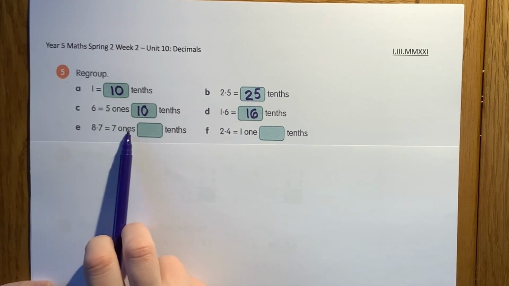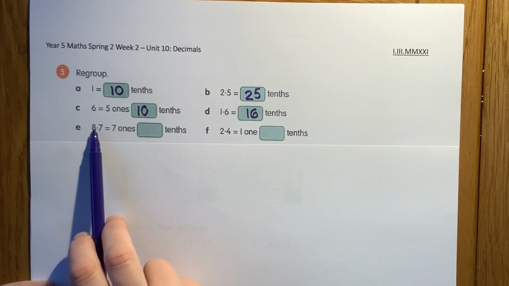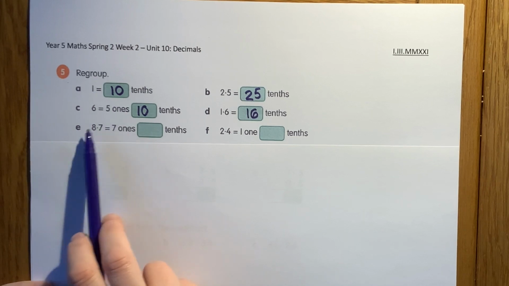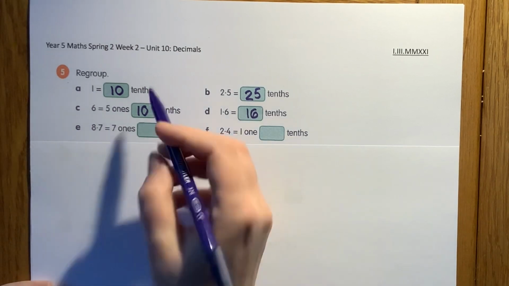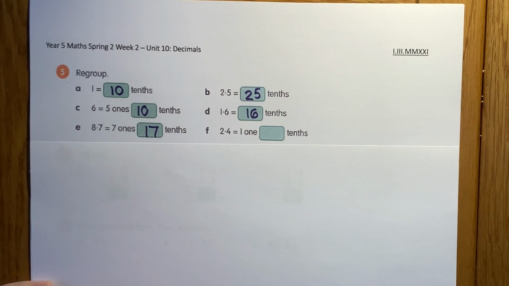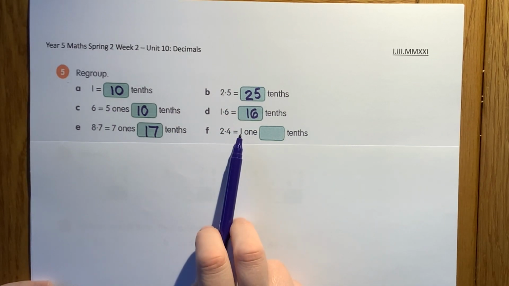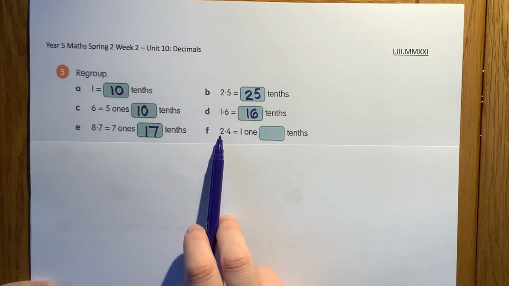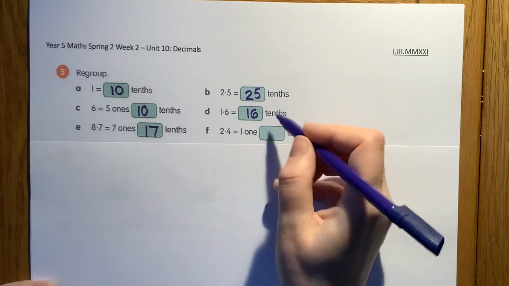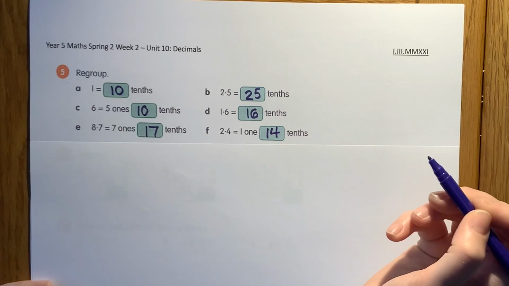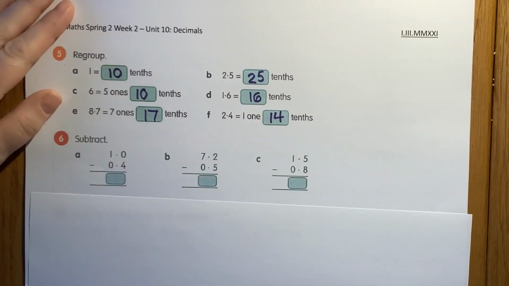8.7, 7 ones. So if we take the 7 ones, we'll have 1 one left, which is 10 tenths, add those 7 is 17 tenths. And 2.4, if we take 1 whole one, we've still got another whole one, which is 10 tenths, add 4, giving us 14 tenths. Okay, let's have a look at the next one then.